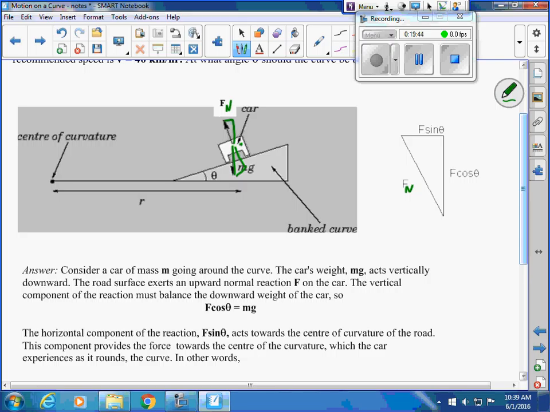So think about this diagram right here. This theta right here on the ramp is equivalent to that theta there, right? You guys know that, I think. This theta right here is equivalent to this little guy in here. Okay? This F cos theta is up, and it has to be balanced by the weight force, M times G. So in other words, F cos theta is equal to mg. That's where that comes from. Are you with me?